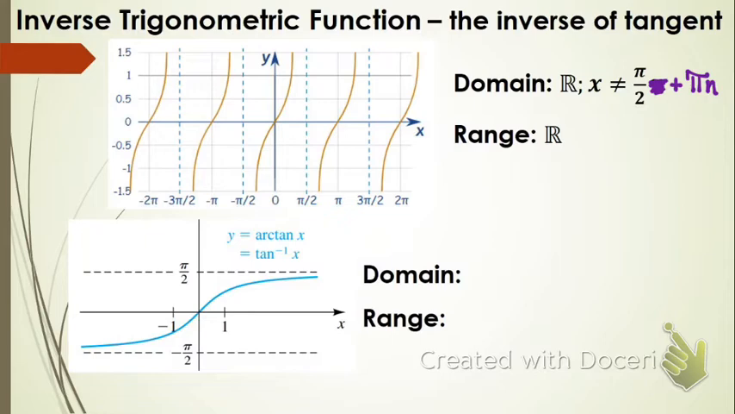So what is my domain for the inverse of tangent? All real numbers. What is my range for the inverse of tangent? Negative pi over 2 to pi over 2. Now for sine and cosine, after we restricted the domain, we used brackets. Does this get brackets or parentheses? Why? Because we've got those asymptotes. It's never actually going to touch negative pi over 2 or pi over 2, because those are undefined values for tangent.